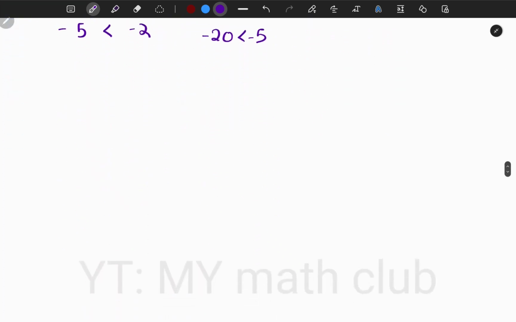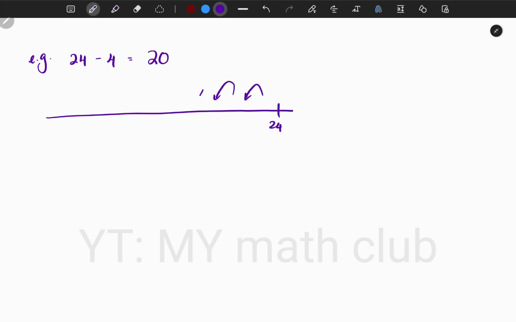Alright, so let's just look at another example, and in this case we take 24 minus 4. We know the answer to this is 20, but if we take a look on the number line again, what we can see is that starting from 24, we're going to move to the left by 4 steps to find 20. So this movement to the left is pretty much the essence of directed numbers, where we can also understand minus 4 as negative 4.